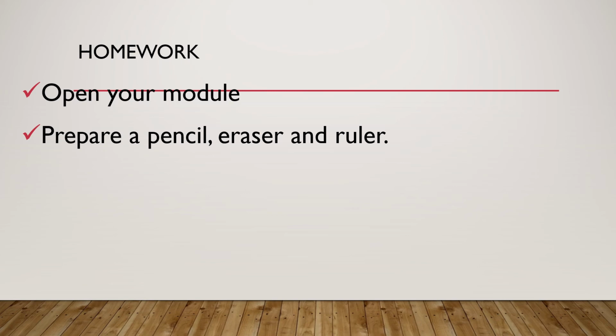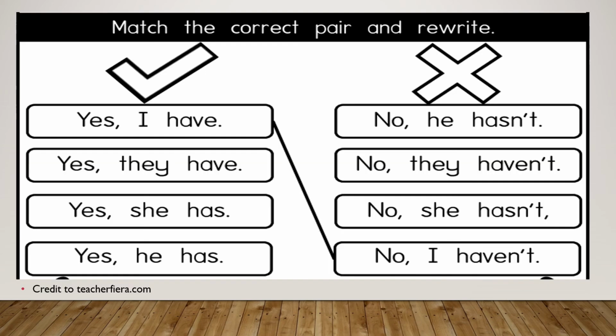Alright, that's all. So now let's move on to the homework. First, please open your module and prepare a pencil, eraser and ruler. I want you to open your module to this page. We are going to do this together first. Let's read the instruction: Match the correct pair and rewrite.